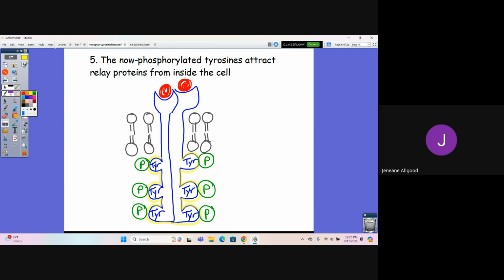And then we said these phosphorylated tyrosines are going to attract relay proteins, which are just other proteins in the cytoplasm that can help carry out a specific function in the cell. They're going to want to come and bind. That's a relay protein. These are all relay proteins. They're going to come bind to where the phosphate group is.